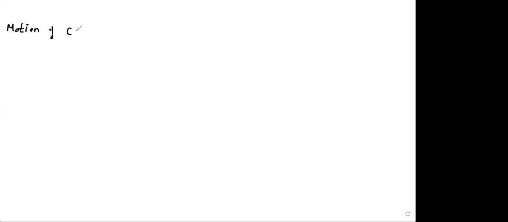The next topic is motion of center of mass. In motion of center of mass, you're supposed to calculate the velocity of center of mass, the acceleration of center of mass, and the force acting over the center of mass. So in motion of center of mass, say this is your system.